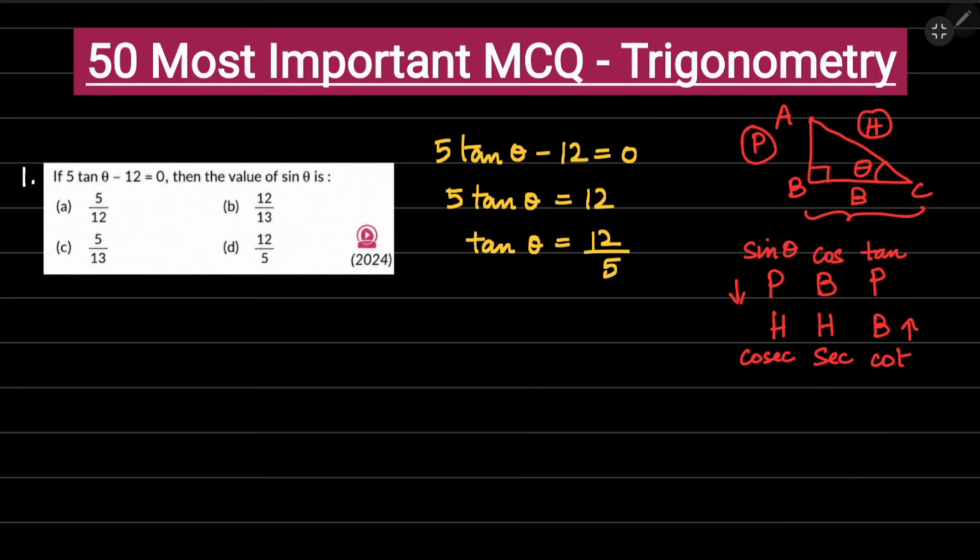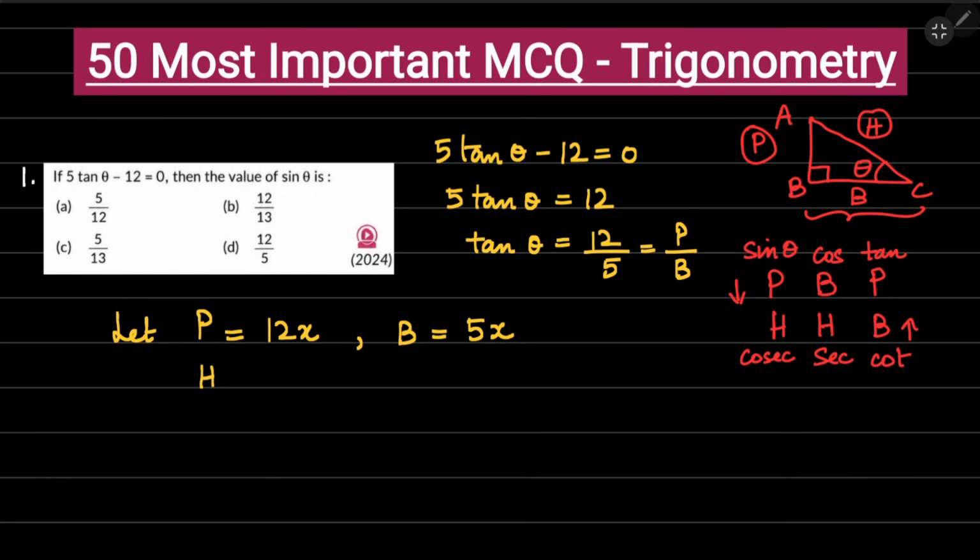So tan theta is the ratio of perpendicular by base. Right? So this is a ratio. Let your perpendicular be 12x, or you can take it as 12k, and let your base be 5x. Let's calculate our hypotenuse using the Pythagoras theorem. The Pythagoras theorem states AC square equals AB square plus BC square. The longest side in a right angle triangle is always your hypotenuse.